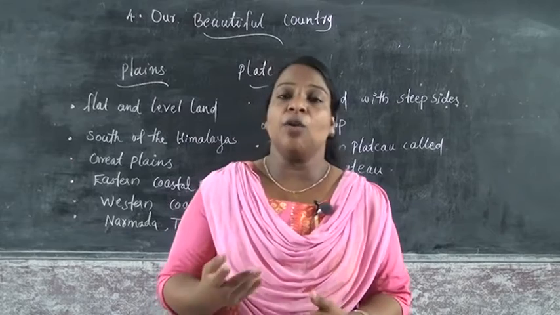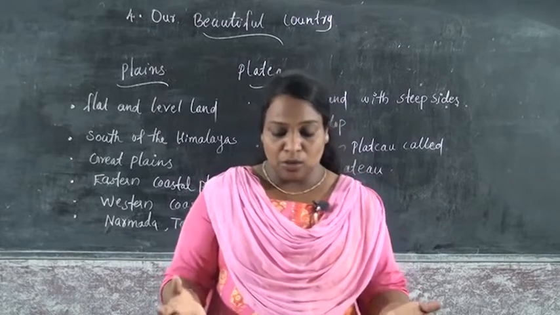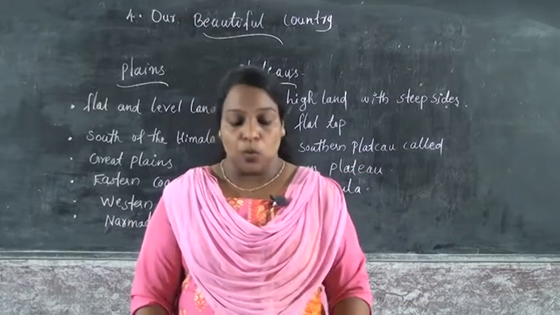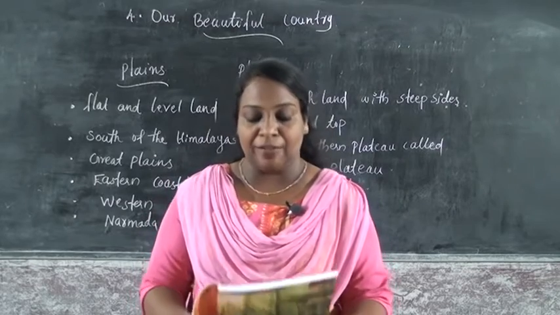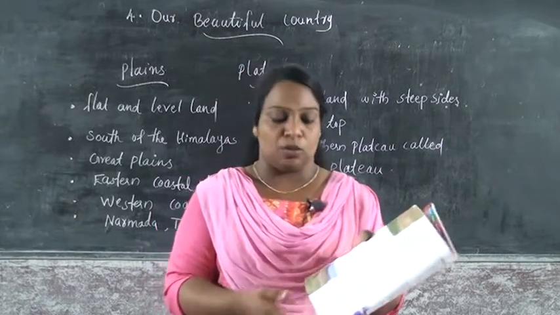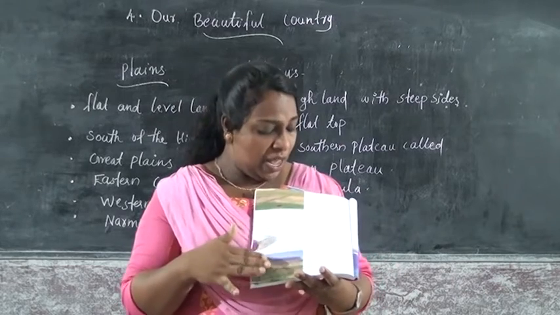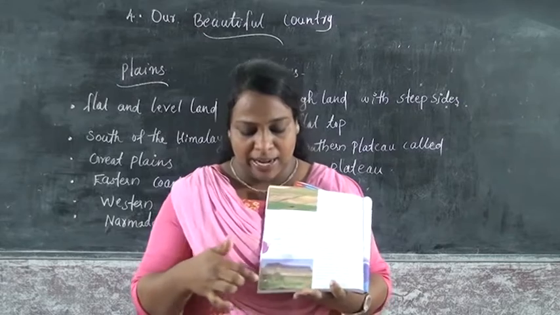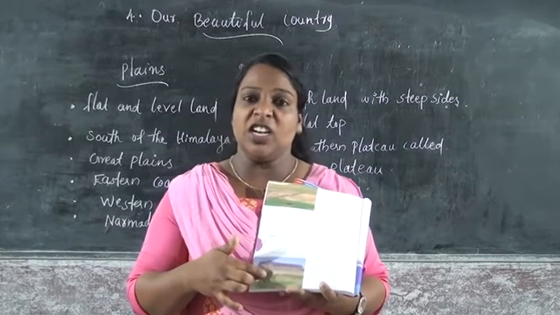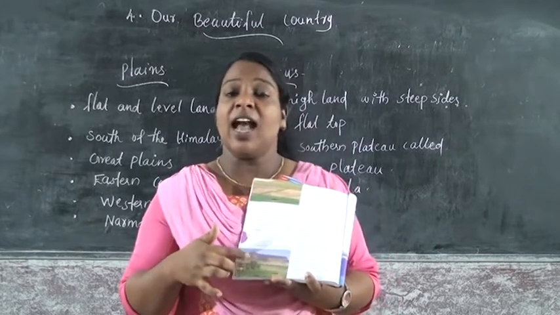Okay, and what is a plateau? A high land with steep sides and a flat top is called a plateau. The pictures are in your textbook. This is the picture, a high land. Look at the picture in your textbook, children. Is it a high land?